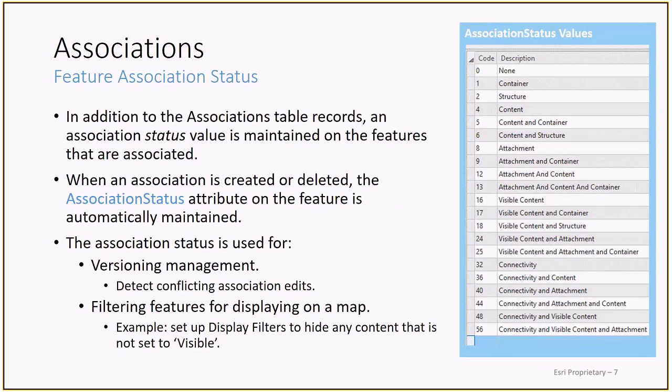And this is that field that helps drive the display filters as well. This is where you can start to just key off of, is the value 17 in this case, in which case it's both visible content and a container. So depending on how you set up that display filter, it's probably something you want to see at all times when that asset group or asset type is visible.